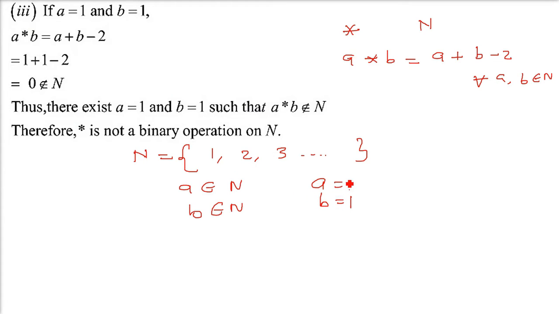Because when A and B are chosen as 1, A star B is defined as A plus B minus 2. A is 1, B is taken as 1, and minus 2. What do you get? 2 minus 2 is 0, which is not a part of the natural numbers. When it is not a part of the natural numbers, of course, this binary operation is not defined on the natural numbers N. 1 plus 1 minus 2 is 0, and 0 is never in the natural numbers. 0 is not a counting number. So the star is not a binary operation on the natural number set. Okay?